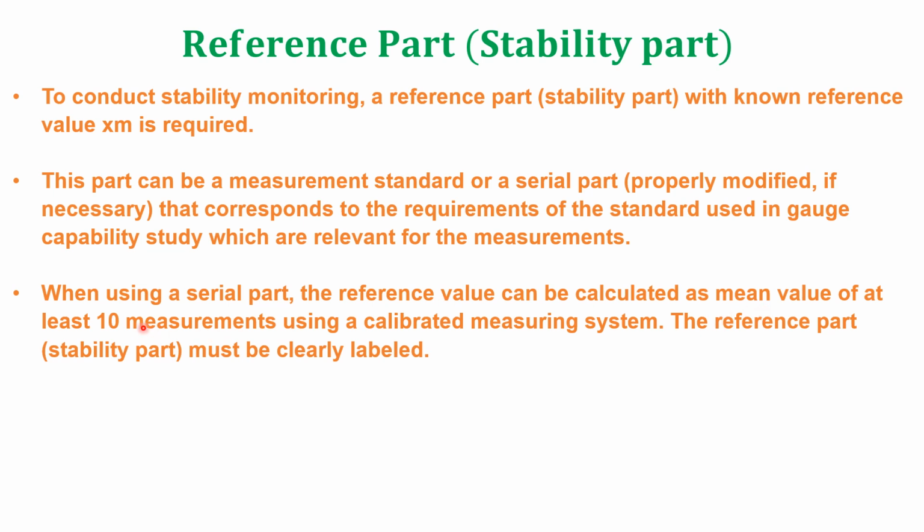When using a serial part, the reference value can be calculated as the mean value of at least 10 measurements using the calibrated measurement system. So the master part value is calculated by measuring it 10 times with calibration, and that value should be considered. You can say the average of that value can be considered as the reference part master value.